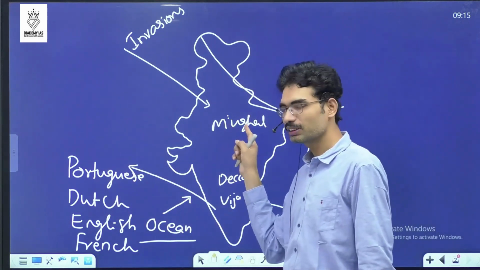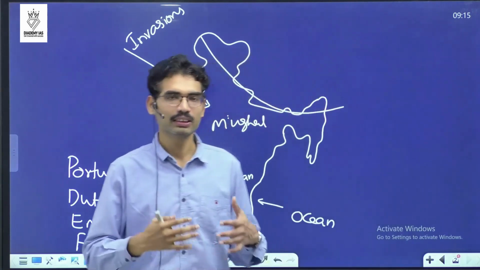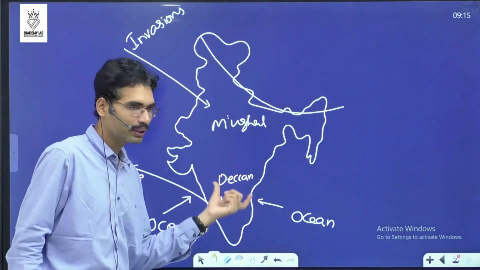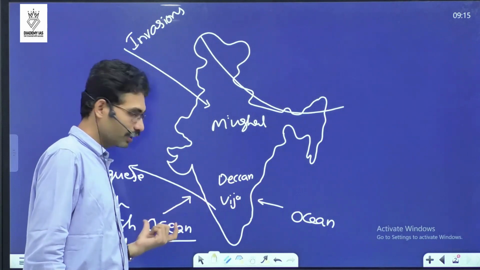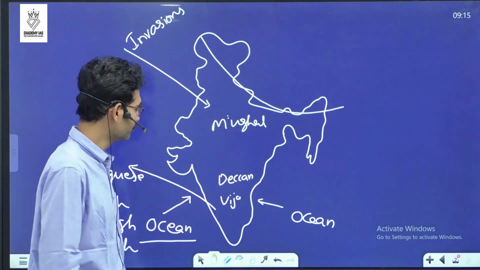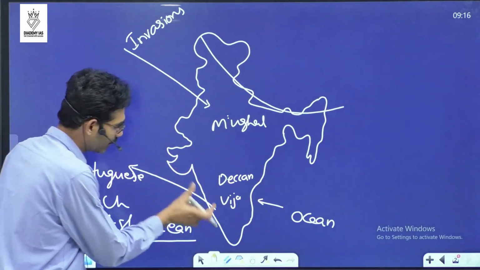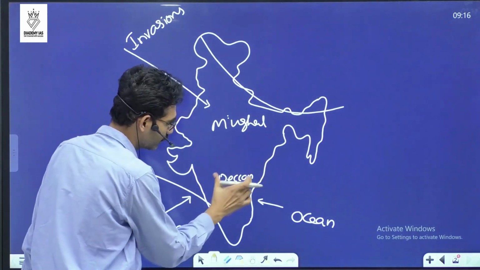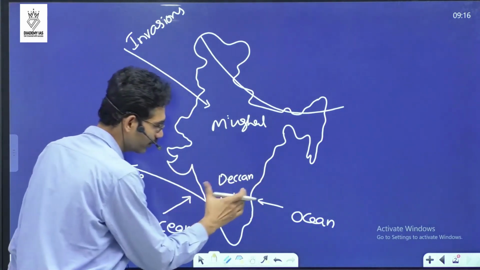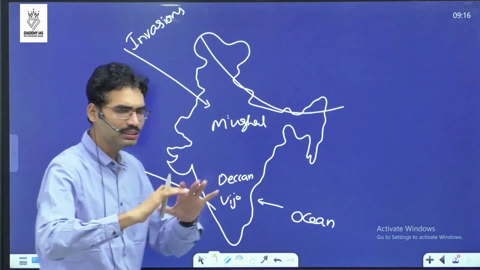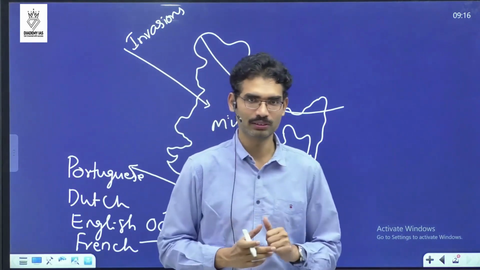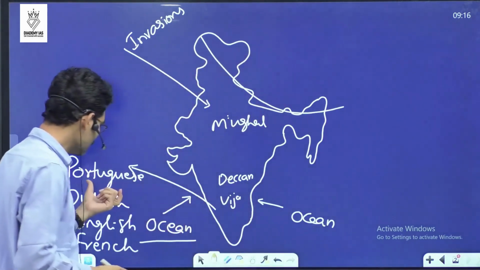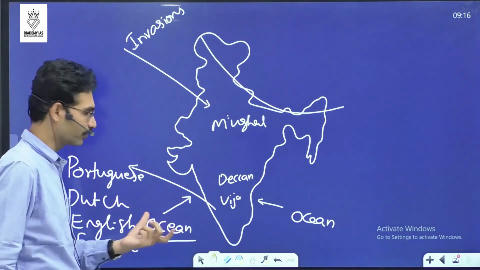Because the rulers were Indians, obviously they always aimed for the betterment of Indians, not in favor of the foreigner, naturally. But gradually the Mughal Empire disintegrated, the Deccan Sultanates disintegrated, the Vijayanagara Empire disintegrated, and many small principalities emerged. By that time, these companies became very powerful.